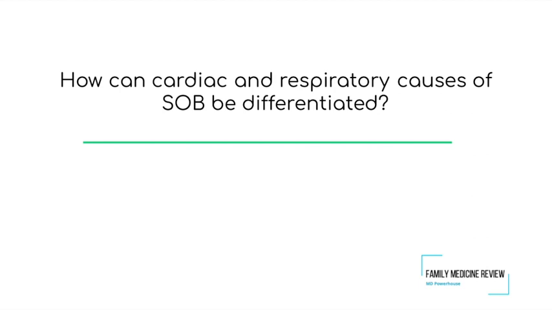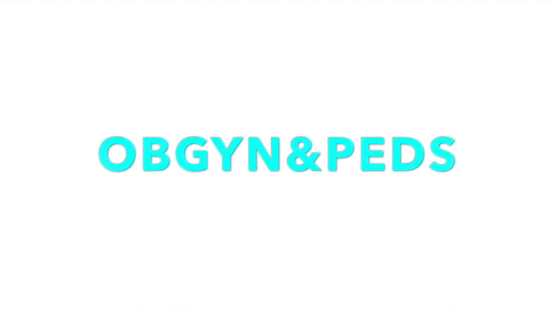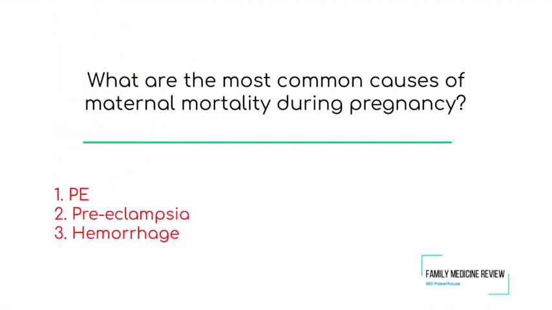Now let's move on to OB/GYN and PEDS. This is an extremely high yield section for you to know for the family medicine shelf. Okay, now let's begin. What are the most common causes of maternal mortality during pregnancy? Pulmonary embolism, preeclampsia, and hemorrhage. What is the most common cause of proteinuria in children?